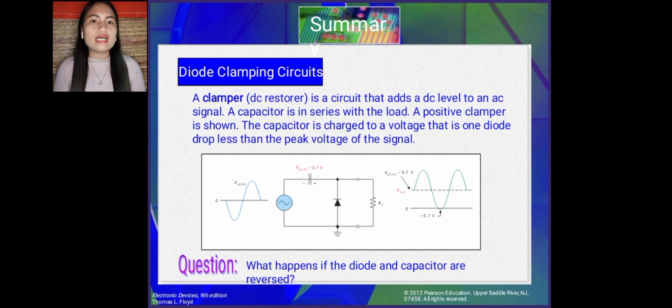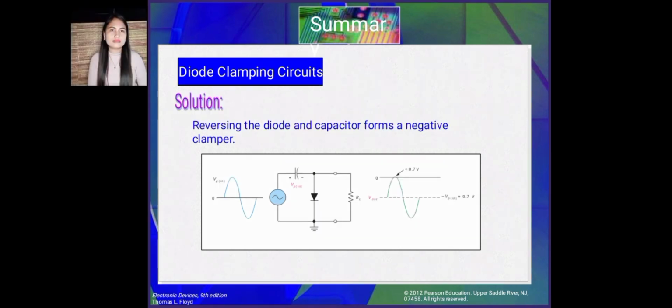So, the capacitor voltage acts essentially as a battery in series with the input voltage. So, ang DC voltage of the capacitor adds to the input voltage by superposition as shown in the illustration. So, question: what happens if the diode and capacitor are reversed? So, reversing the diode and capacitor forms a negative clamper.